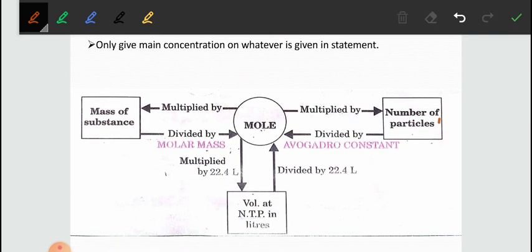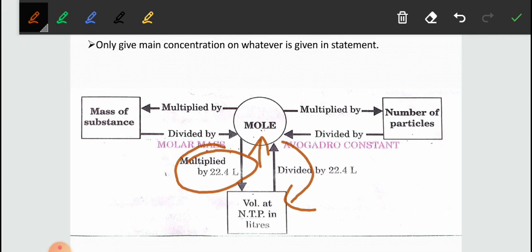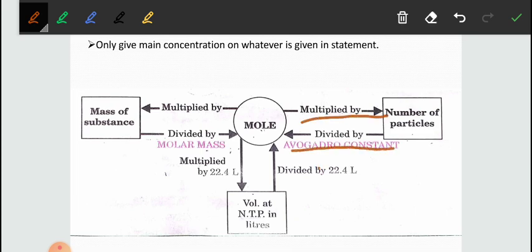Again, if mole is given and I want to calculate volume, what I need to do is multiply by 22.4 liters. We just need to follow these arrows. Whatever these arrows say, we have to follow only these arrows.